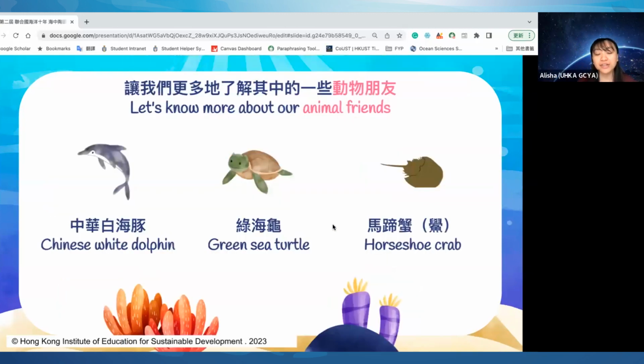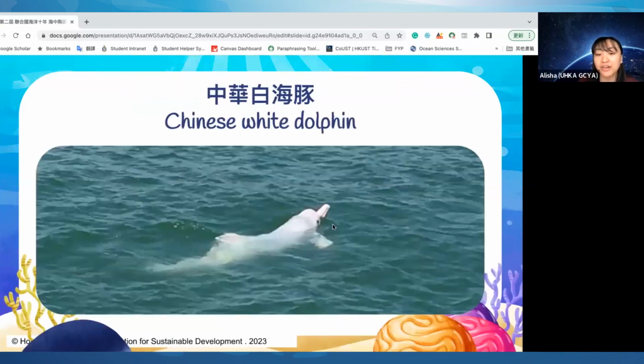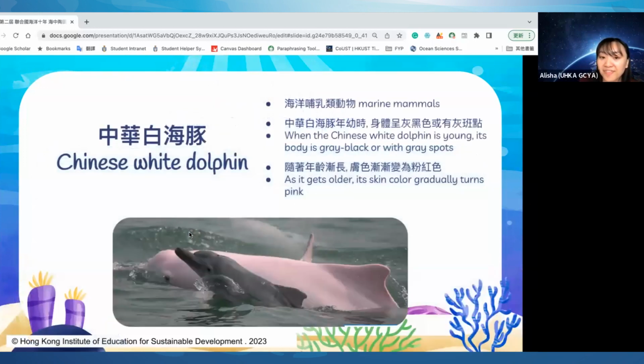Now let's talk a little deeper to know more about our animal friends. Let's look at the Chinese white dolphin first. You can see their appearance. The skin color looks pink, but are they all pink? You can see there are two Chinese white dolphins. One of them looks gray, and another one is pink.